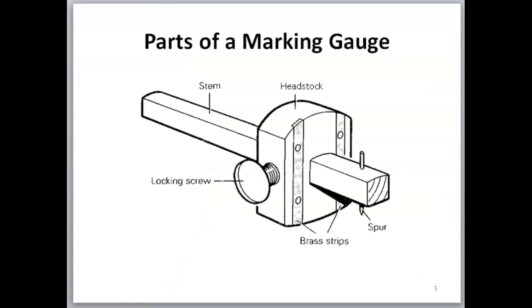Now, parts of a marking gauge. As the diagram depicts, we can see the stem, the headstock, the locking screw, and the brass strips that are inserted in the headstock on the side that has direct impact with the stock to be marked. We also see the spur that is used for marking on the piece of timber.